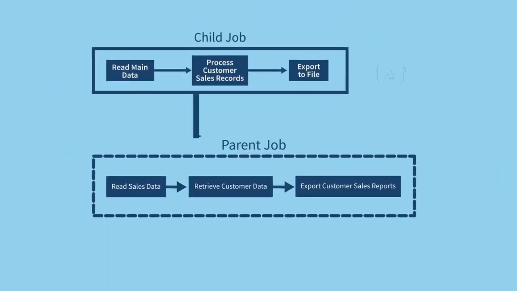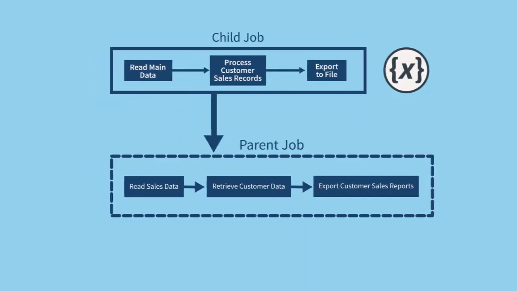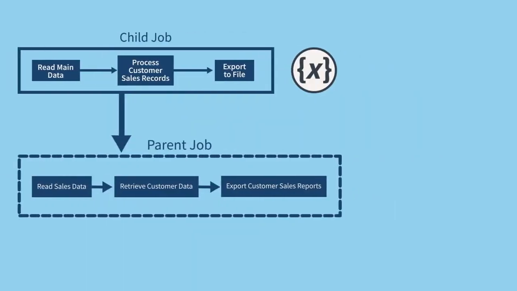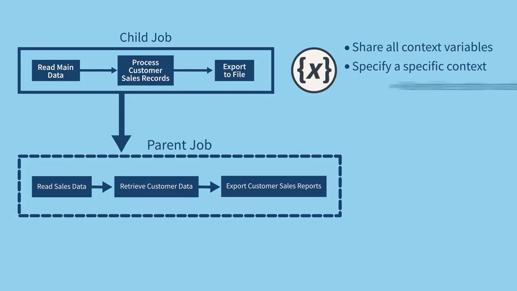You can use context variables in your jobs to pass values between a parent and child component. When launching a child job, you have the option of sharing all context variables from the parent with the child, specifying a specific context, or overriding certain variables with values specific to the component.